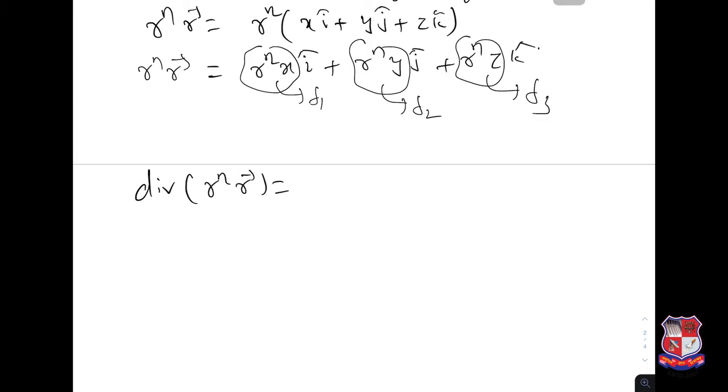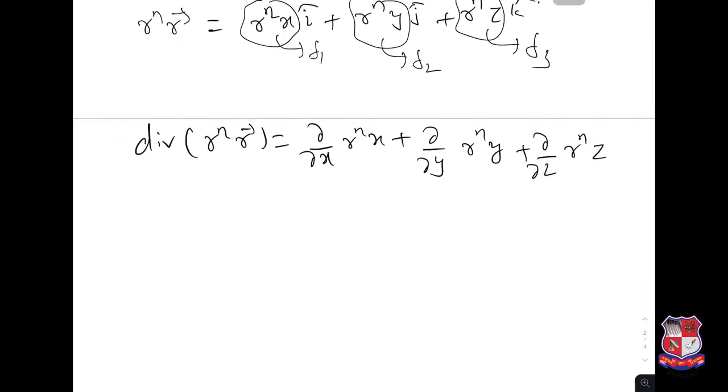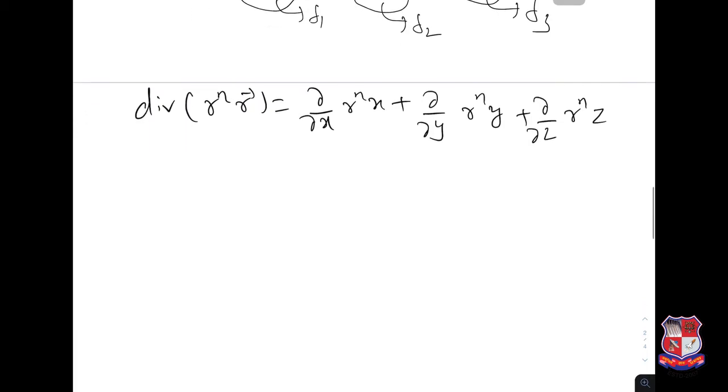So divergence of r power n vector r. So the first component f1, its partial derivative with respect to x. So del by del x of r power n into x plus del by del y of r power n y plus del by del z of r power n z. We want to take the derivative of r power n x with respect to x. So again there is an x here in r power n as well as x. So there are two terms having x. Same for y, same for z.